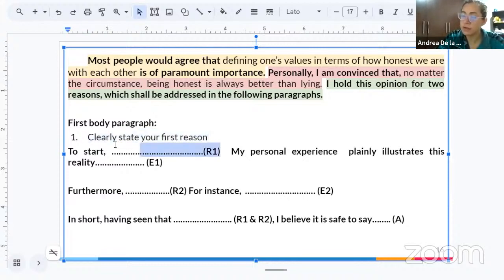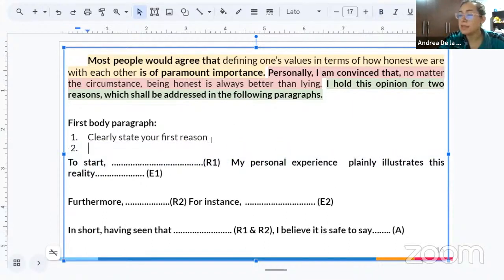So in this case, for example, here in the first sentence, we would be saying, to start, by being honest, you become a reliable, trustworthy person, and in turn are able to build better relationships with the people around you, right? For example. So in the first sentence, you just state your reason, the one that you thought about. In the second sentence, you need to explain that reason a little bit more. When I say explain the reason a little bit more, try to narrow it down a little bit. So try to make it more specific into one situation.